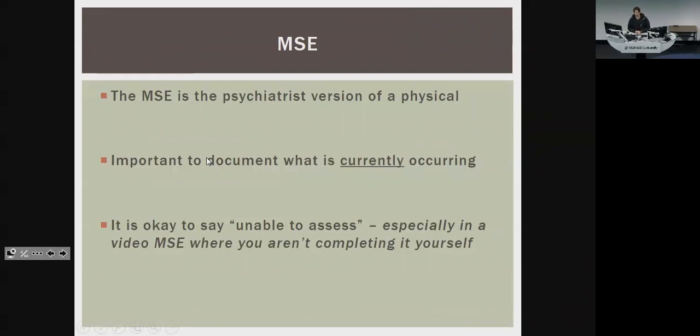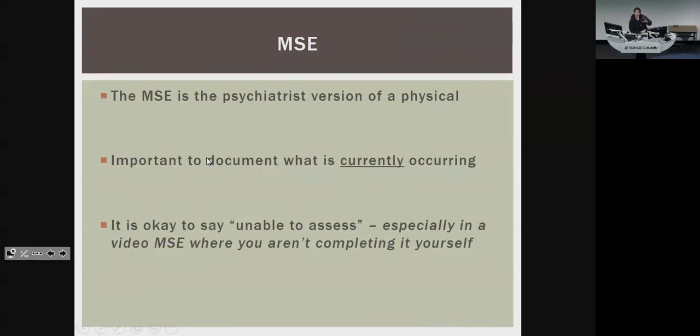It's important to report on what the patient is currently experiencing. For example, in a patient who's a chronic schizophrenic or has long-term schizophrenia, if they were hallucinating 6 years ago, but they're currently not hallucinating, report the fact that there's no current perceptual disturbance, okay? Doesn't matter what happened in the past. It's also okay to say unable to assess.